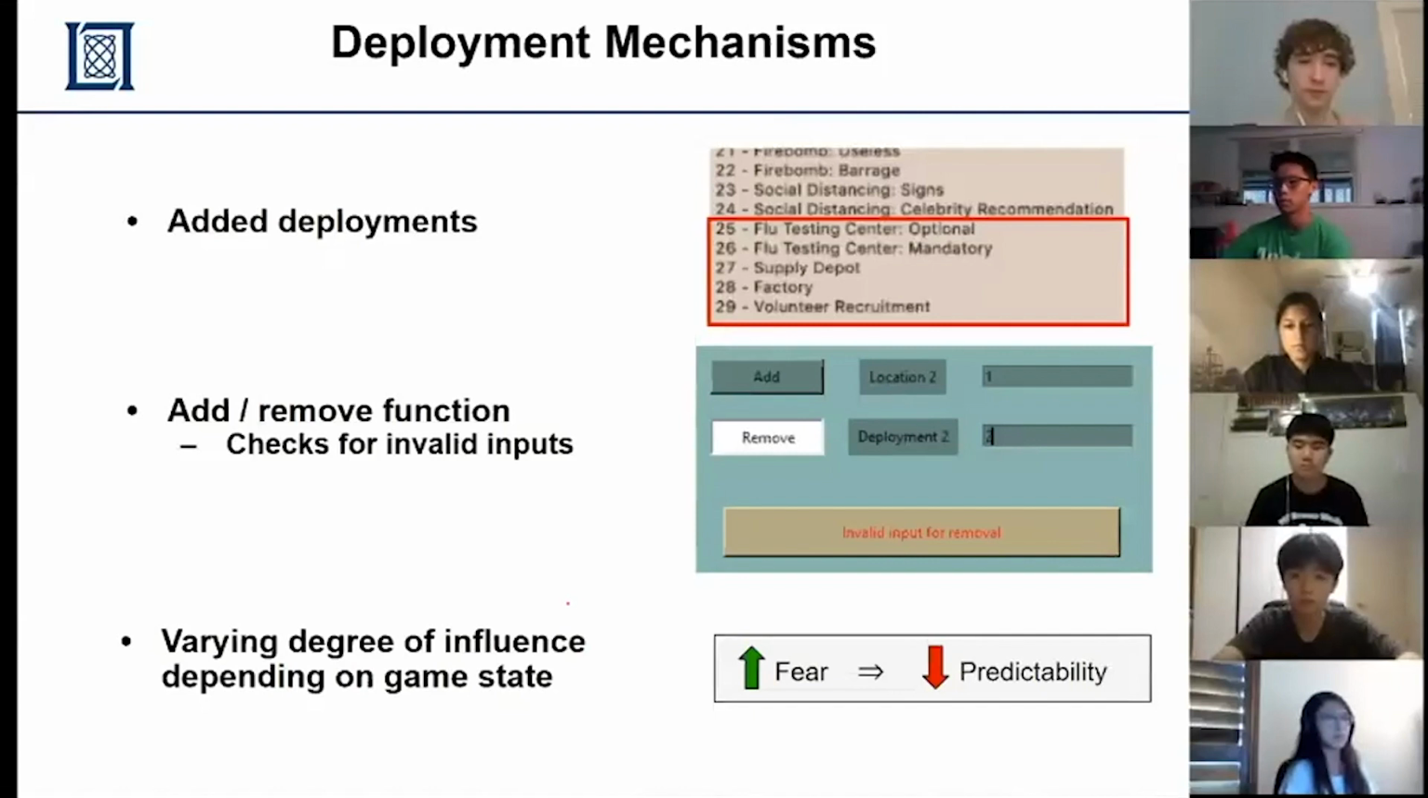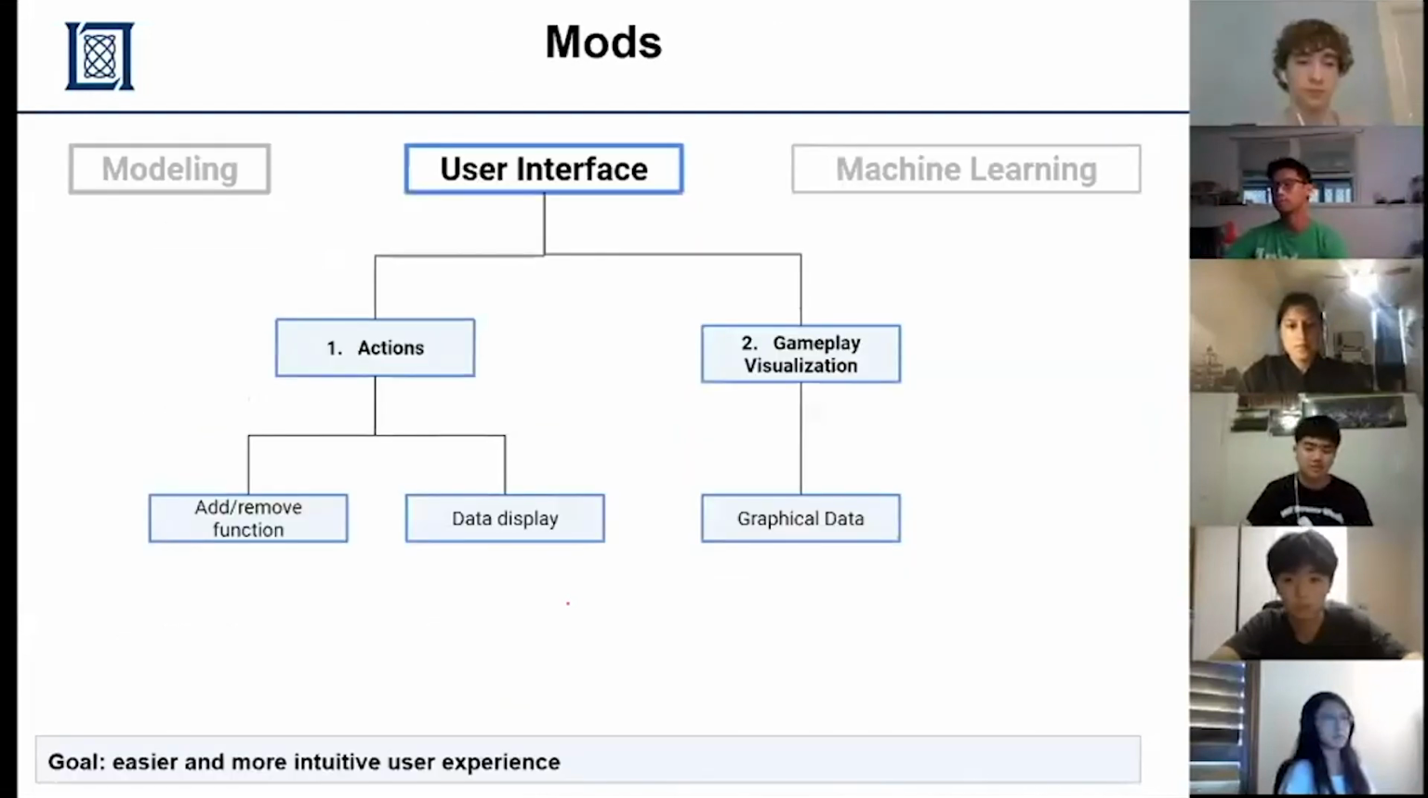non-existing deployments. Also, deployments are affected by the state of the game. For example, a very high fear would decrease the predictability of that deployment. In other words, when fear is high, it's harder to guess how your actions will impact the city since the people act more irrationally. These mods to the game mechanics mostly work in the back end to make the model more realistic. To ensure that the user could intuitively play the game, we created a graphical user interface for the user to play the game with.